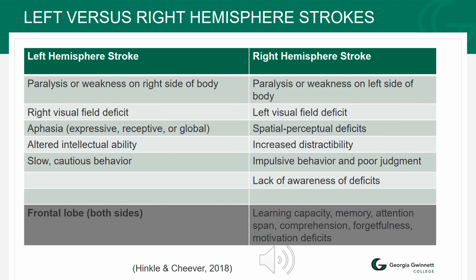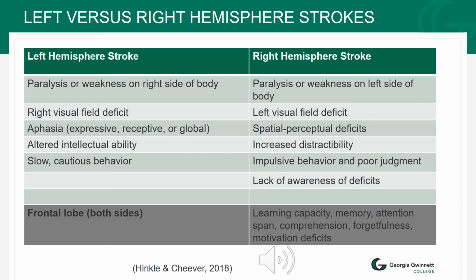So let's look at left versus right hemisphere strokes. On the left-hand side here, I've listed what you would anticipate a client looking like who has had a left hemisphere stroke. They will have paralysis or weakness. Again, that's hemiplegia and hemiparesis. Paralysis or weakness on the right side of the body. The opposite side has been affected. They will have a right visual field deficit.